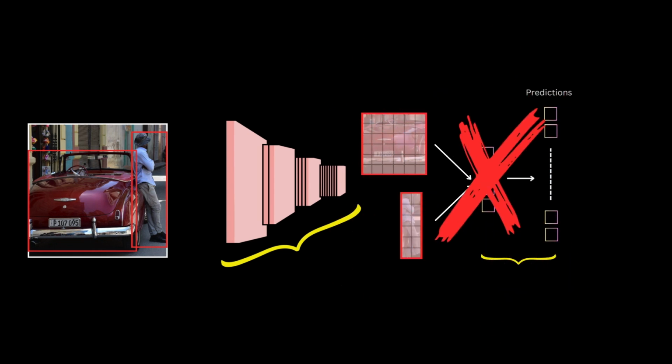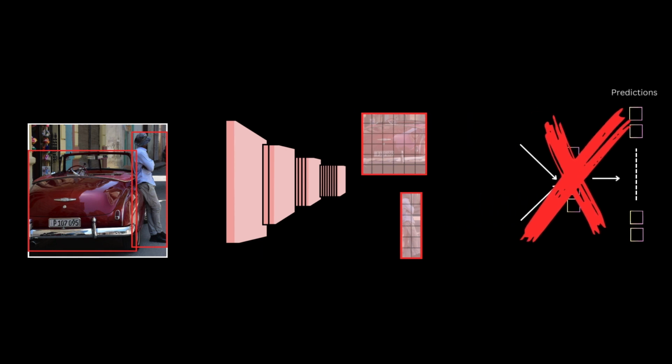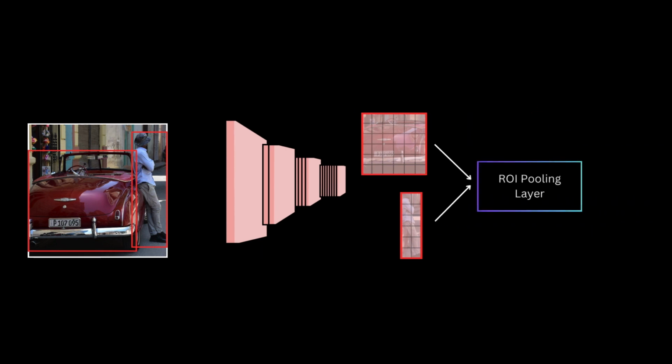This is because these proposals will be of varying size, and hence their corresponding feature map crops will also be of varying size, and simply flattening them will lead to different dimensional vectors, but the FC layer is expecting fixed dimensional input for all proposals. To tackle this, the authors introduced something called the ROI Pooling layer or Region of Interest Pooling layer.